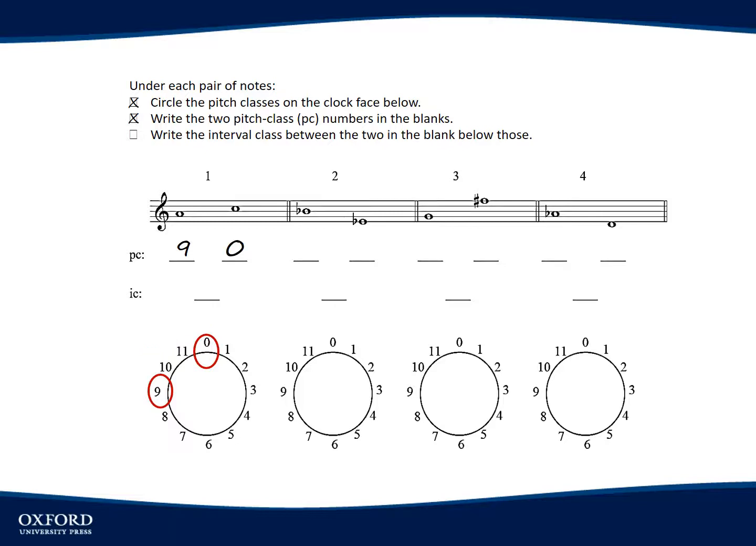The last step is to write the interval class in the blank below the pitch class numbers. We'll look for the shortest path between the two, which I've shown with an arrow between 9 and 0. Now we count how far apart they are. 1, 2, 3 half steps away. Our answer is interval class 3, which we can then write in the blank. We're done with the last step for this problem.